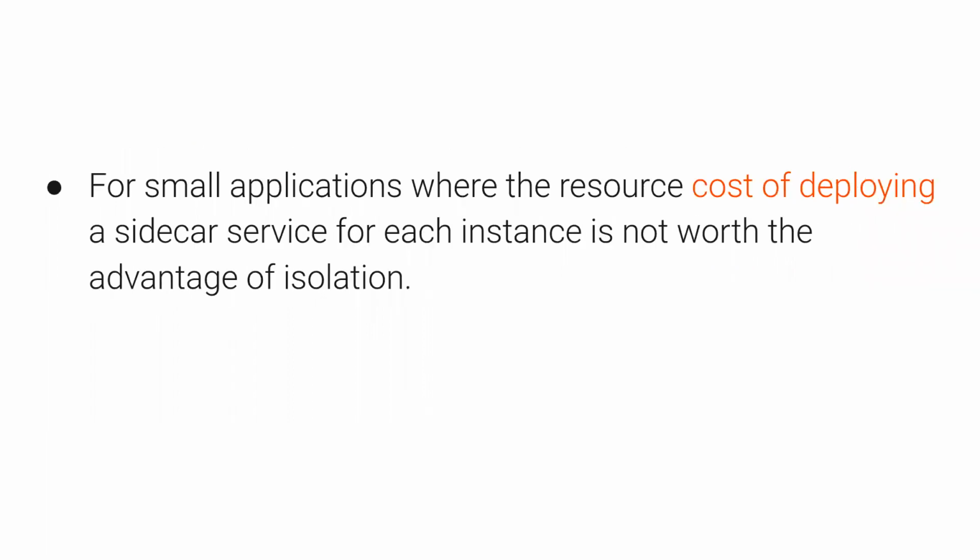Okay. And also, let's say your application is very small, not too huge, and you would need to deploy a sidecar and all, because it involves some cost of deploying separately, right? So if the application is very small, you can simply embed it within your main application. The advantages of having the isolation of a sidecar will not be useful at all in this case.